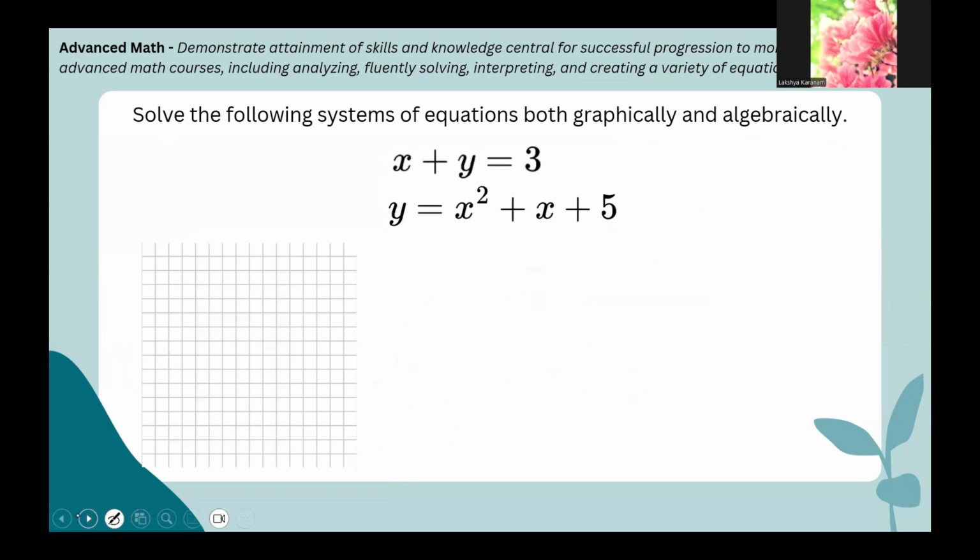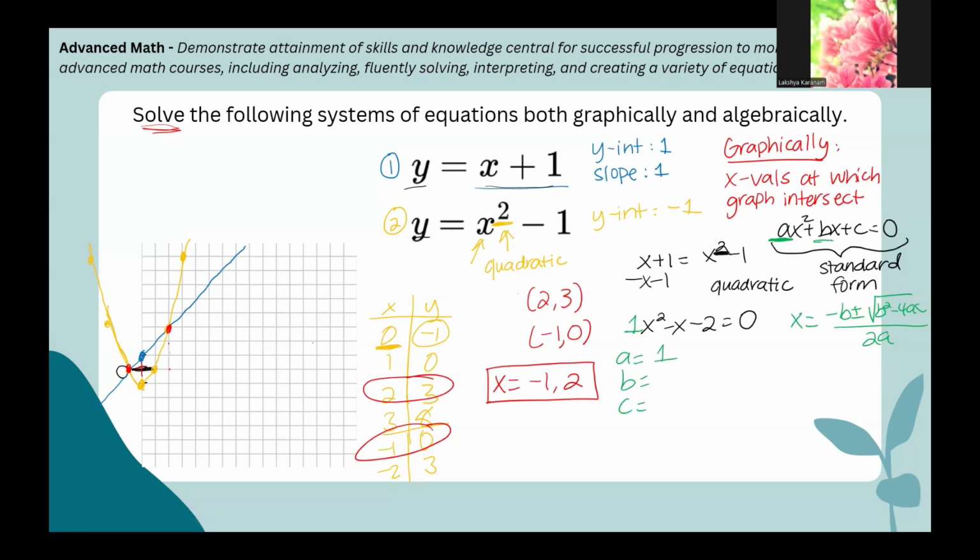b is just the coefficient in front of the x. So the coefficient in front of the x is negative 1. C is the constant at the end here. In this case, that is negative 2. So then we're going to plug in 1, negative 1, and negative 2 into our quadratic formula right over here. So negative b is negative of negative 1, which is positive 1, plus or minus the square root of b squared, negative 1 squared, minus 4 times 1 times negative 2, all over 2a, which is 2.